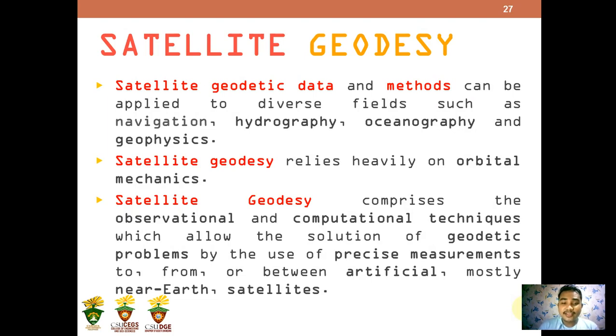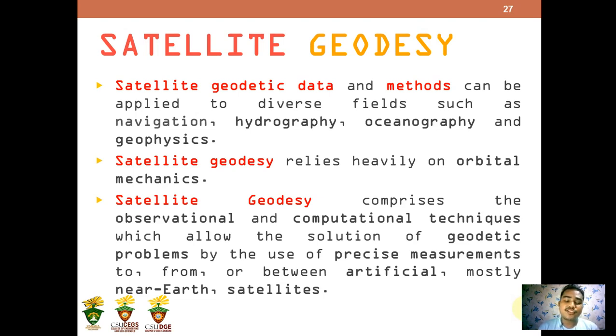Alright, so satellite geodetic data and methods can be applied to diverse fields such as navigation, hydrography, oceanography, and geophysics. So, ang output basically sa satellite geodesy, of course, with proper methods and processing, can be used in navigation such as air navigation, ocean navigation, or sea navigation, and in hydrography, no, the science and measurement of the water bodies. Oceanography, which is the study of oceans, and geophysics.